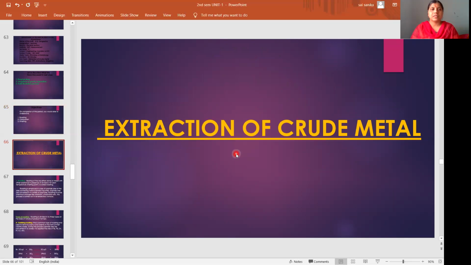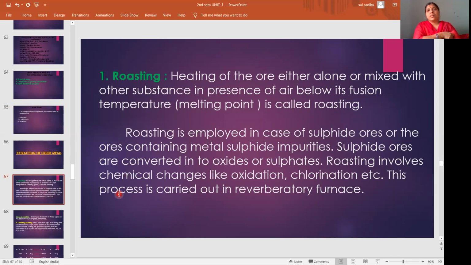Our topic is extraction of crude metal. Extraction of crude metal is done in three steps, that is roasting, calcination, and smelting. First we will see roasting. So what is meant by roasting?